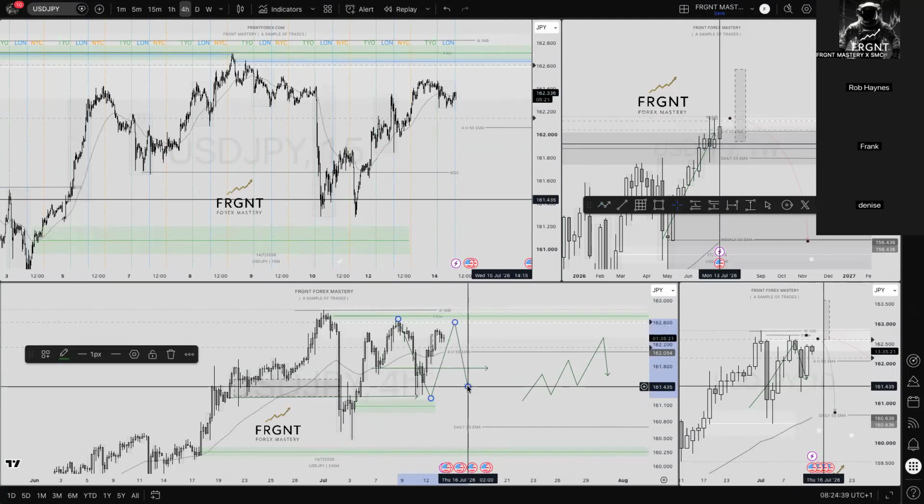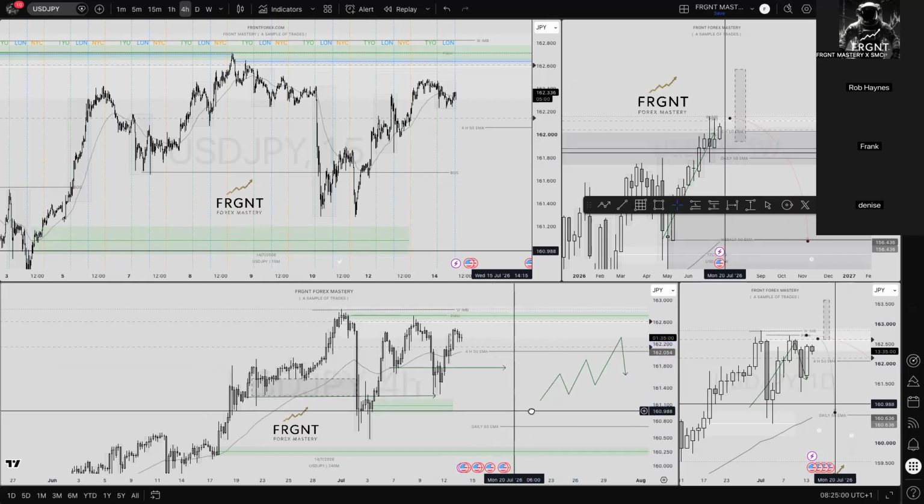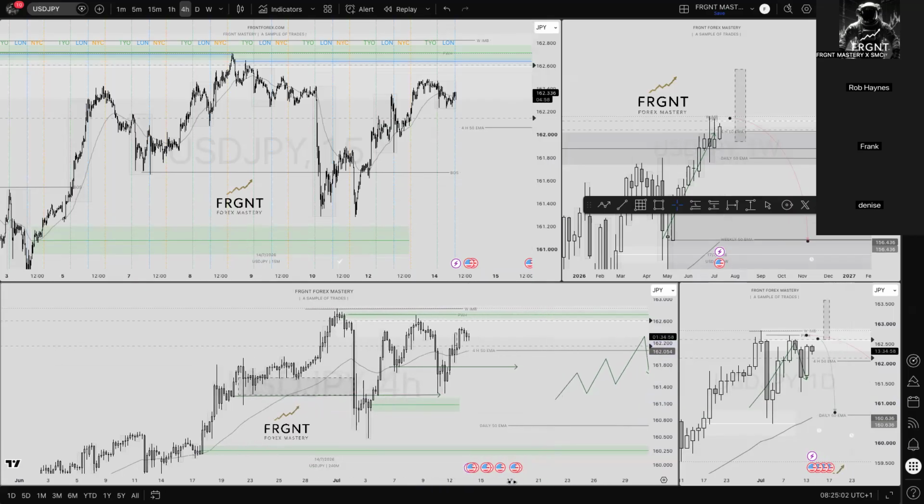This is what I'm trying to get at. Is there reason to take a short? When I do my storytelling, it's actually just using the facts of the candles. I'm trying to find either reasons for or reasons against. And if there are too many reasons against, I'll just say, you know what, let me just go to another pair. I won't trade at all. So currently, I think I've got some valid reasons for taking that short position.